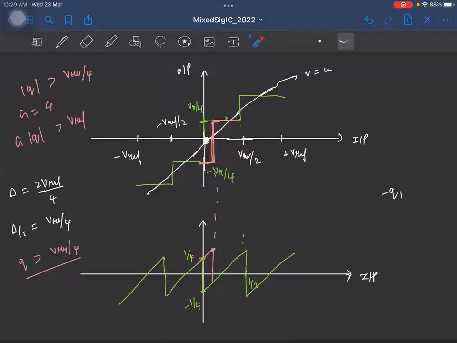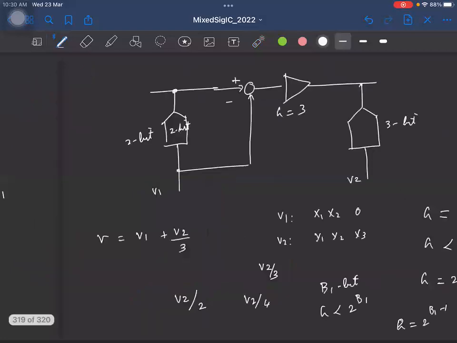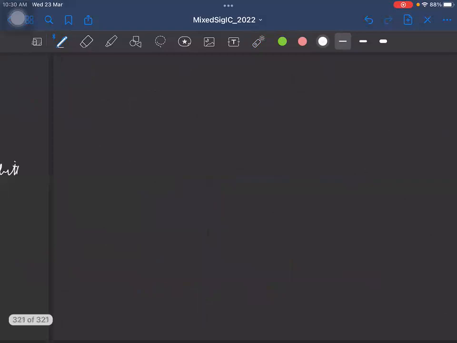Okay, if in principle you had this curve, you could have used the gain of 2 power b1, or in this case it's 2 power 2, and you could have got an effective resolution of 5 bits, right? True. Yeah, but okay, let's discuss it. He has a point. I'll come to that now.